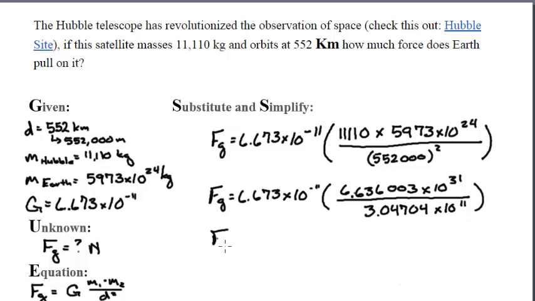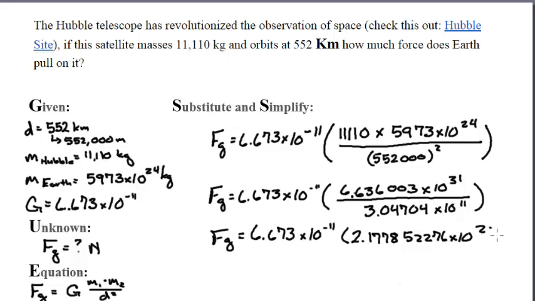Now if I solve the parentheses, 6.673 times 10 to the negative 11, 6.63603 E 31 divided by 3.04704 E 11, I get 2.178152276 times 10 to the 20.